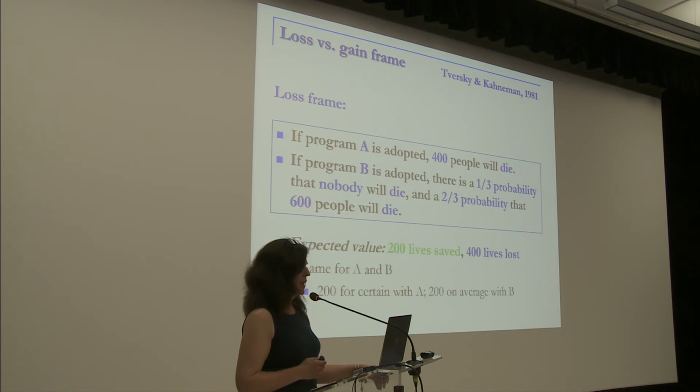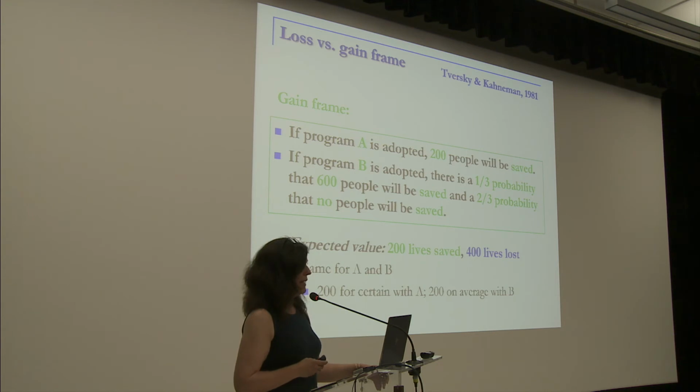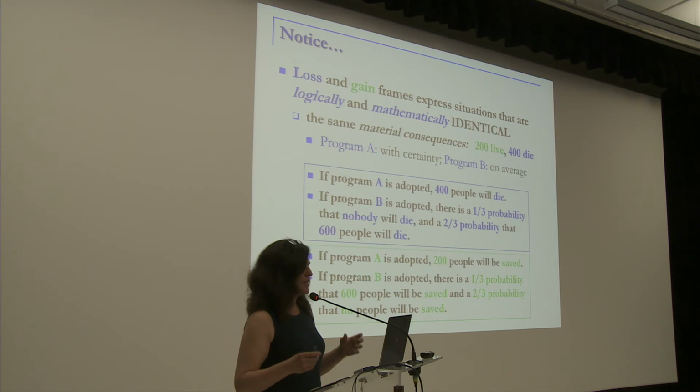The expected value of programs A and B, notice, is the same: 200 lives saved, 400 lives lost. 200 for certain with A, 200 on average with B. Okay? This is the gain frame. If program A is adopted, 200 people will be saved. If program B is adopted, there's a 1/3 probability that 600 people will be saved, and a 2/3 probability that no people will be saved. This one's in terms of lives saved, the other one was expressed in terms of lives lost, but it has the same expected value as the other problem. The material consequences are the same. So the loss and gain frames express situations that are logically and mathematically identical in terms of their material consequences in the world. 200 live, 400 die, with certainty with program A, on average with program B.